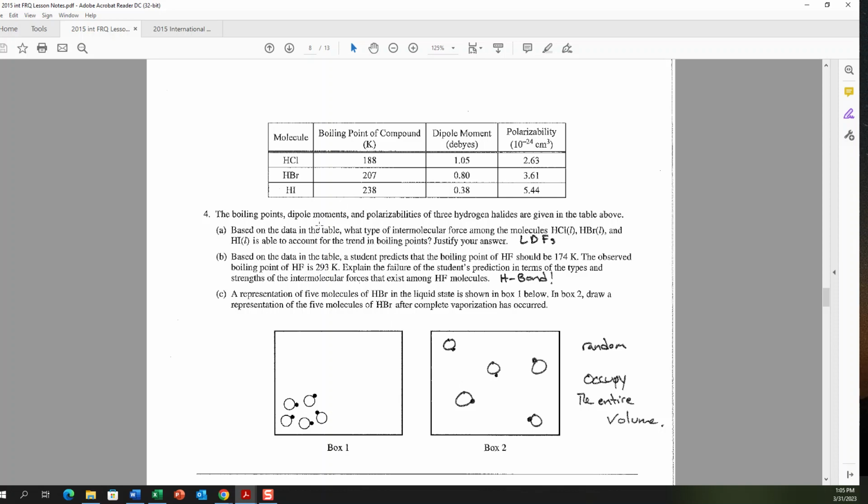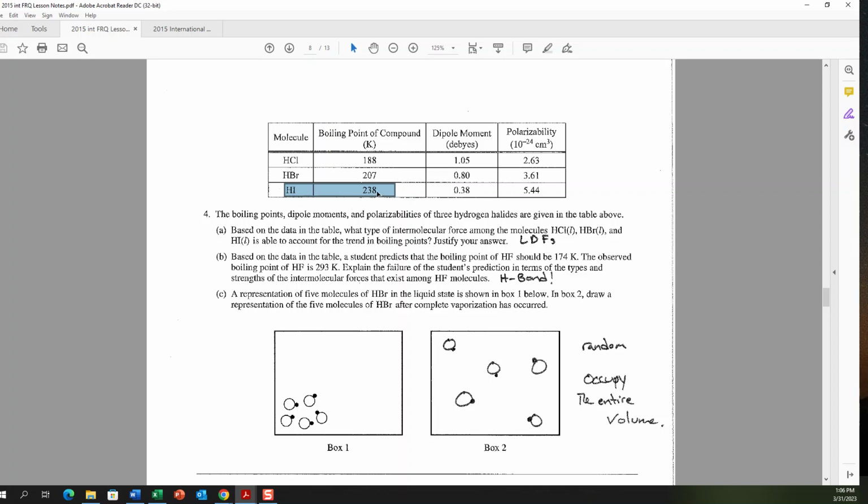Okay. So the boiling points, dipole moments, and polarizabilities of the 3 hydrogen halides are given in the table above. So here are our boiling points. Based on the data table, what type of intermolecular forces among the molecules HCl, HBr, and HI is able to account for the trend in boiling point? Okay, so they all have dipole moments, meaning they're all polar. HCl is the most polar because of the bigger electronegativity difference than HBr than HI. So they all have dipole-dipole interactions.